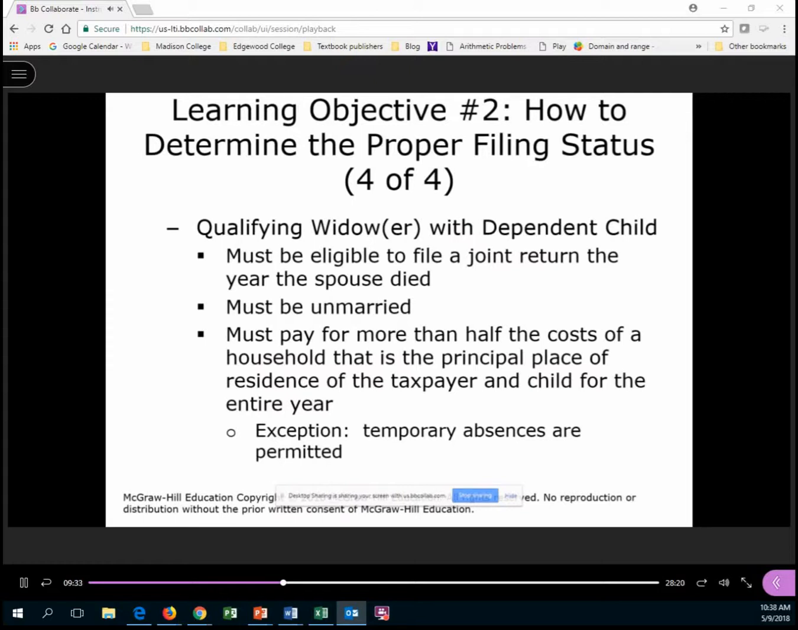And as I said, for the second and third year of qualifying status to be the qualifying widow or widower, which again is the first and second year after death, the taxpayer must maintain the household for a child and provide more than half their support.